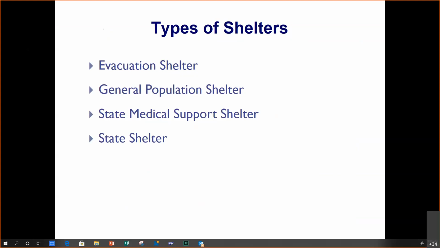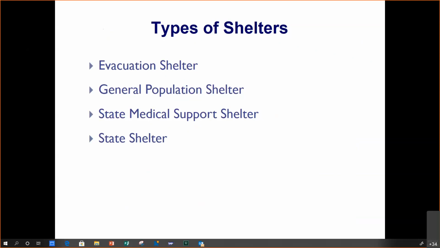Red Cross has a whole trailer that they bring with supplies to set up a shelter. There'll be feeding. Again, there'll be health and mental services, public health nurse. The state medical support shelter is specific to individuals that need actual doctor, nurse, medical care. They'll be opened either before or after the storms. They are organized by the state.